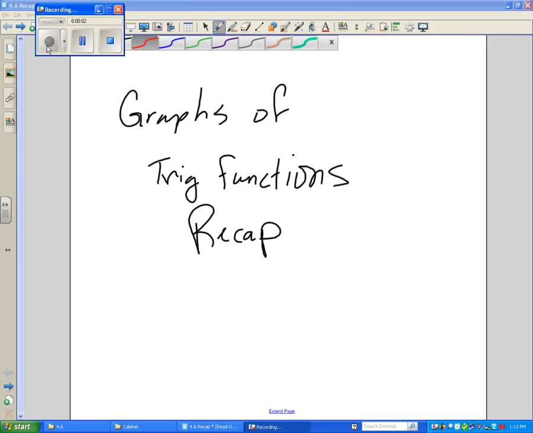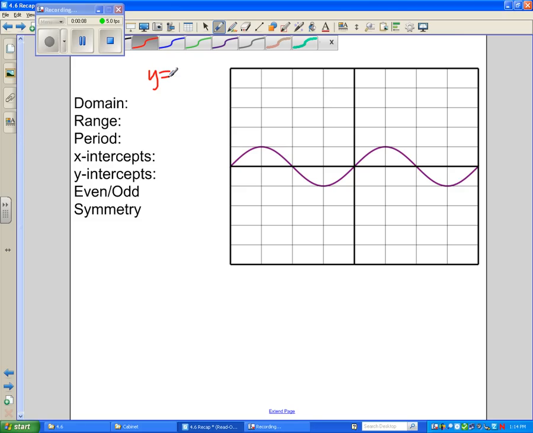All right, graphs of the 6 trig functions. We're just going to recap some of the key concepts from each of the functions. Notice we have y equals sine x for the first one. Let's talk about the domain.